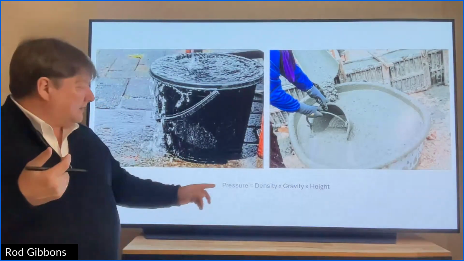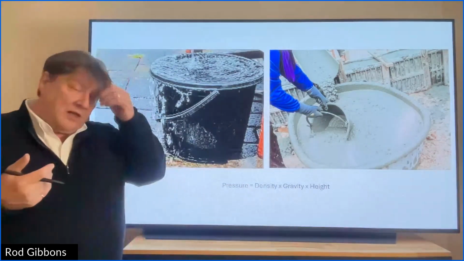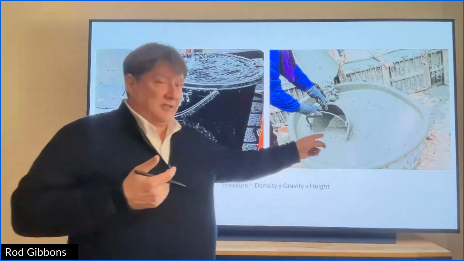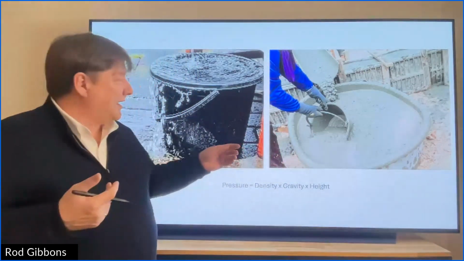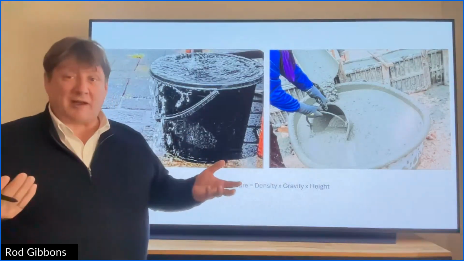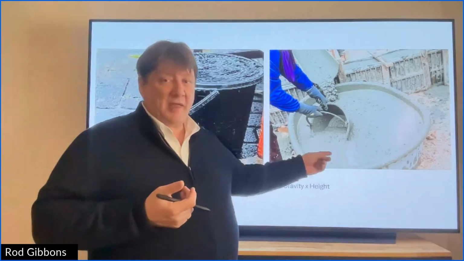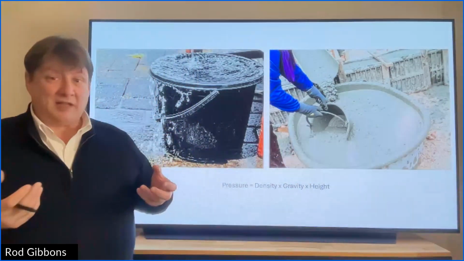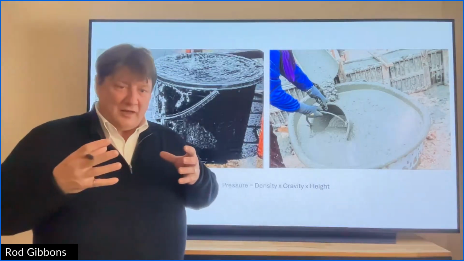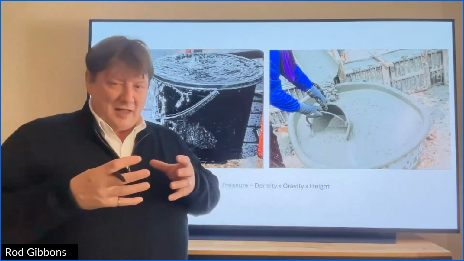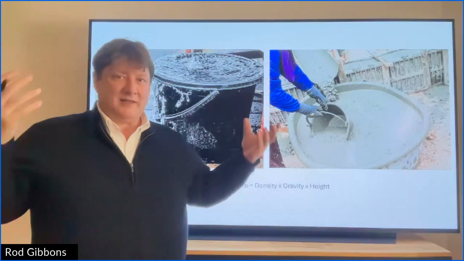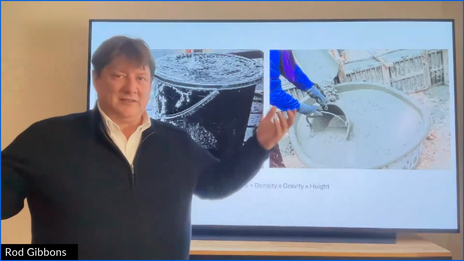Well, density is the first term. This is a bucket of water here, and this is a bucket of cement. A bucket of water is pretty heavy. You know, it's a kilogram for a liter. But a bucket of cement is a lot heavier because it's a lot more dense. The molecules are packed together more. If you think of air, it's not very dense at all. It's not very heavy.